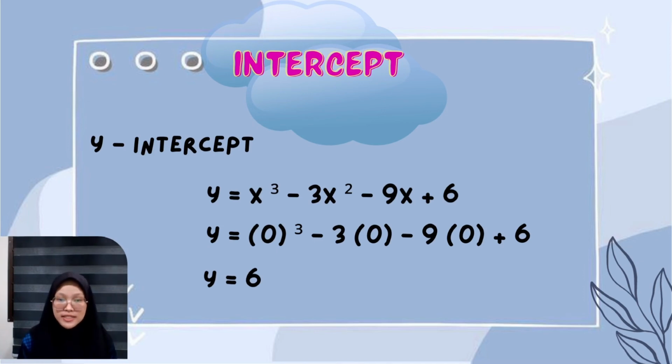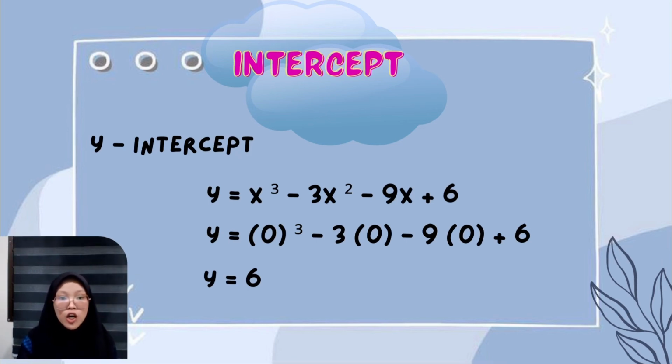Okay, can you all see the working pad for the y-intercept below? Okay, this is a working pad for x = 0 and y = 6. That is the y-intercept. Okay, y = x³ - 3x² - 9x + 6. Then for x, you must put 0 here. Okay, so it's going to be like this.